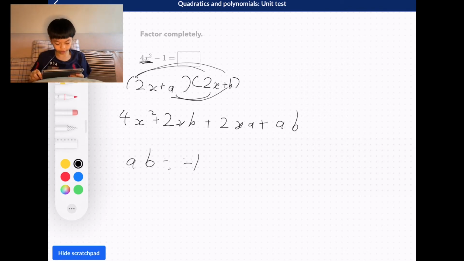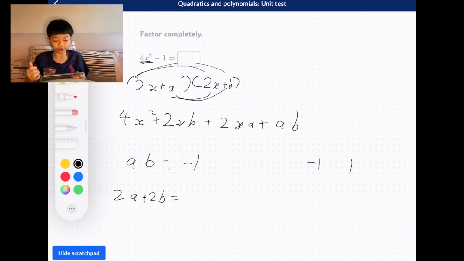Now that we've got that right over here, we need to figure out 2a plus 2b equals 0. Let's see if that's correct. What are the only factors of minus 1? Well, the only factors of minus 1 are minus 1 and 1, or you just switch those two numbers around. So that means here would be minus 2, and here would be plus 2, that would equal 0. We're correct. So therefore, a is minus 1, b is 1.